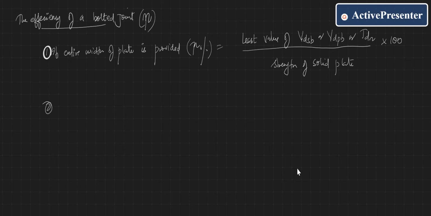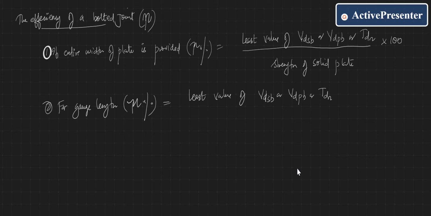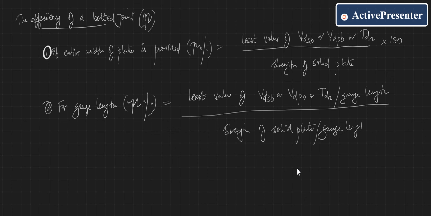Now, if the total width of the plate is not provided, we will take per gauge length. That is, the efficiency of the bolted joint will be taken per gauge length. Then, for gauge length, the efficiency is given as the least value of VDSB or VDPB or TDN per gauge length divided by the strength of the solid plate per gauge length, into 100.